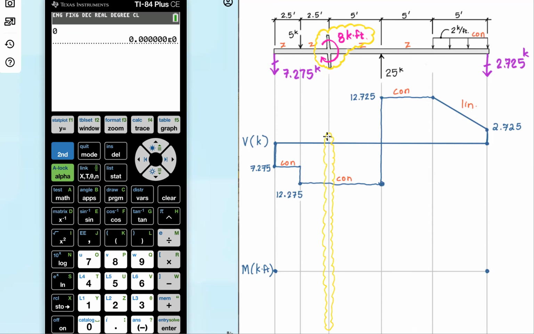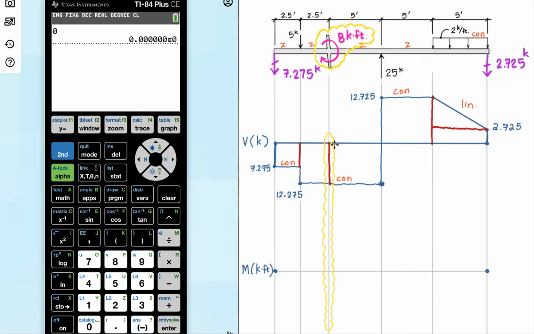And I'm drawing it through the shear diagram intentionally. What that means is when I go to compute the areas, I split this up into some different shapes. I'm going to have to do that separately, because I'm going to have to jump once I get to that moment. Okay, I think we're ready to go.